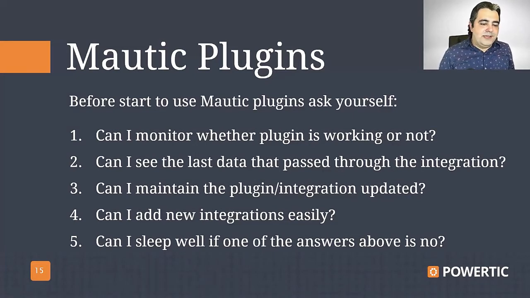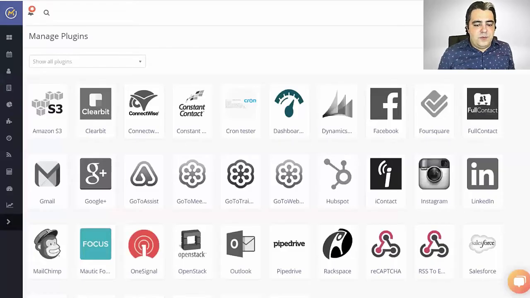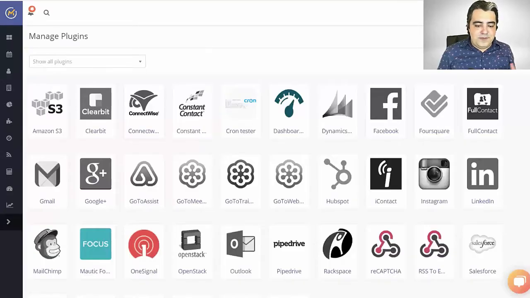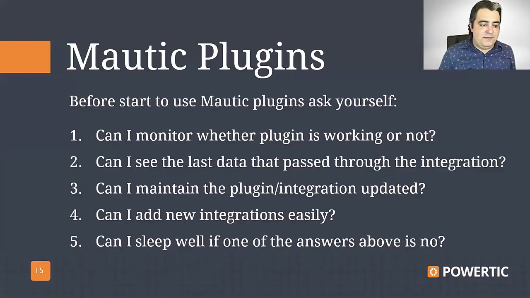Can I monitor whether the plugin is working or not? For example, in Mautic we don't have any kind of dashboard where we can see if, when we connect our Mautic to HubSpot, it's working or not. That's a big concern, at least for me. Second, can I see the last data that passed through the integration? For example, which were the last contacts triggered by the Mautic integration. Again, Mautic doesn't provide any kind of dashboard to monitor log history, or anything like that.